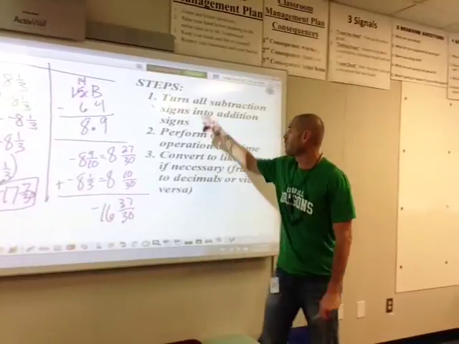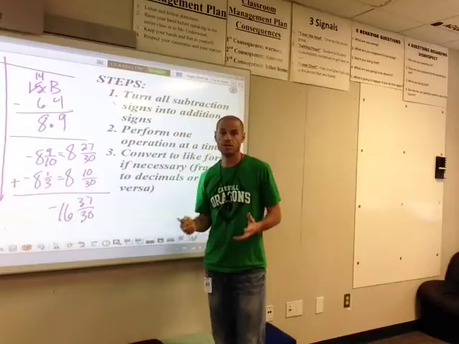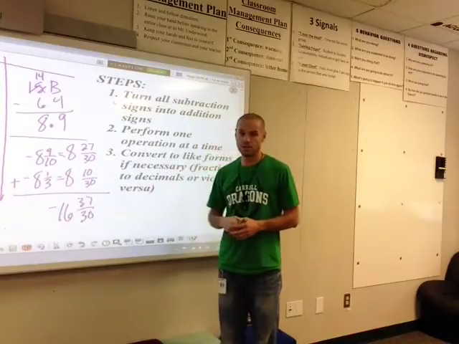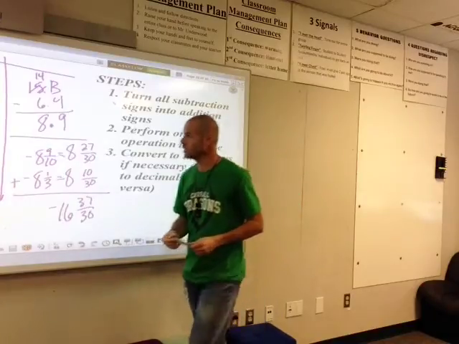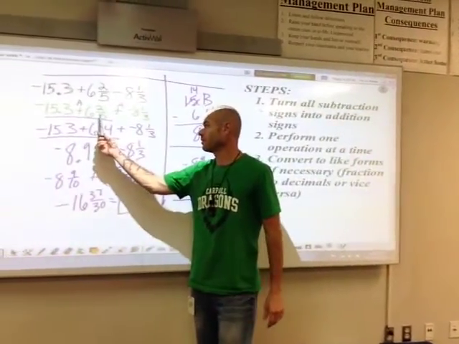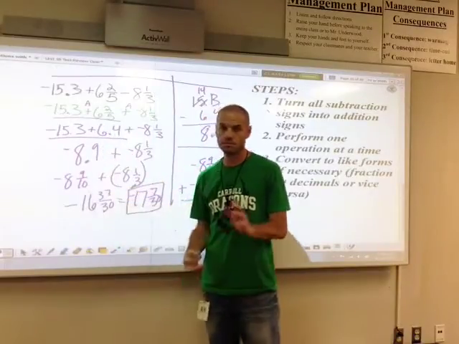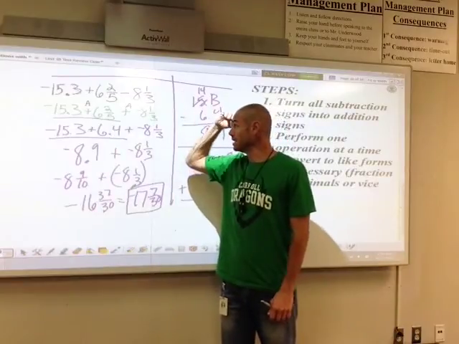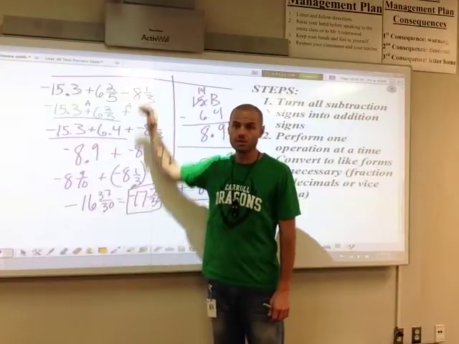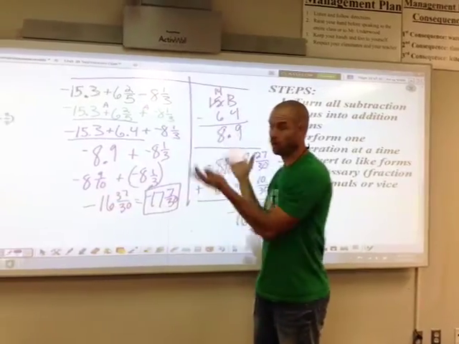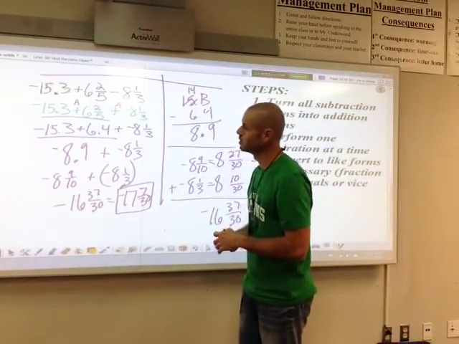The big thing that can help you is to turn all subtraction signs into addition. We perform one operation at a time, and then we convert to all the like forms. You can see that up here, I originally did the fraction into decimal, and then down here I did a decimal into fraction. If the problem is presented only with fractions, then I want the answer in fractions. If it's only in decimals, I want the answer in decimals. But if it's both of them, it's kind of viewer's choice. It's whichever one you prefer to do.